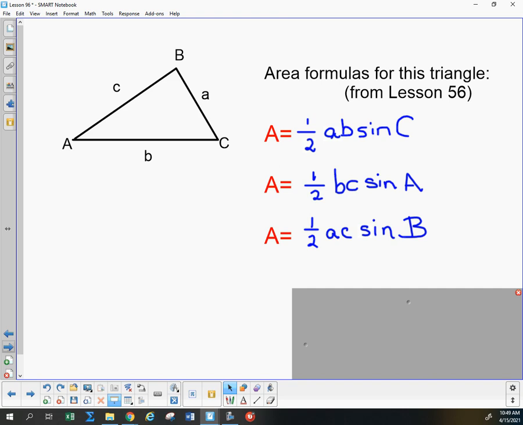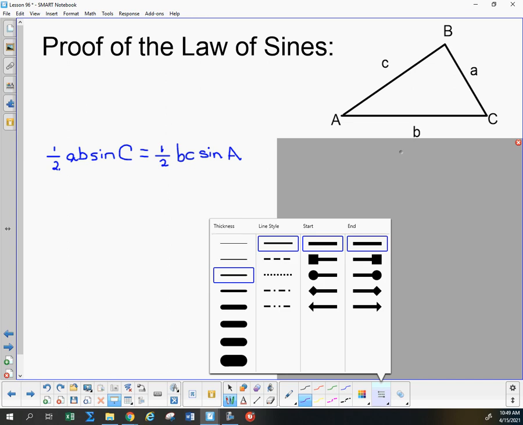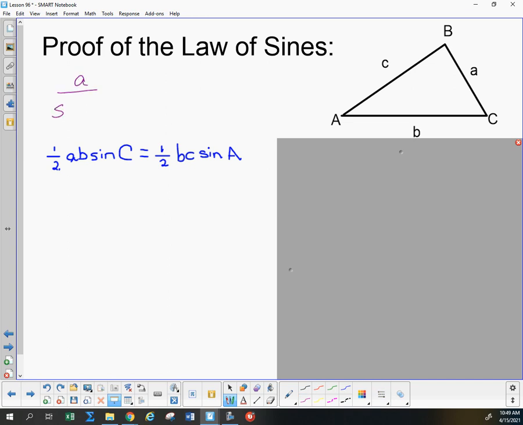Because it's the same triangle, I haven't changed that, the area better be the same no matter which formula I use. So all three of those things better be equal to each other. So to do my proof, I am first going to say that the top one has to be equal to the second one, with the sine of C and the sine of A. That's what I've written down here. I know that I am trying to get to A over the sine of A equals B over the sine of B, and that equals C over the sine of C.